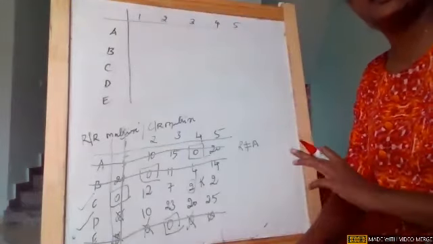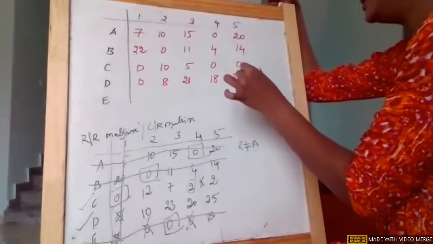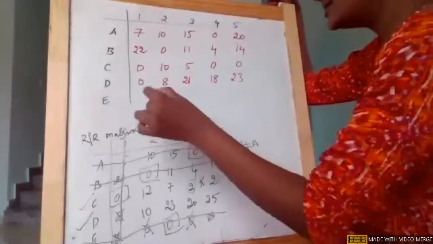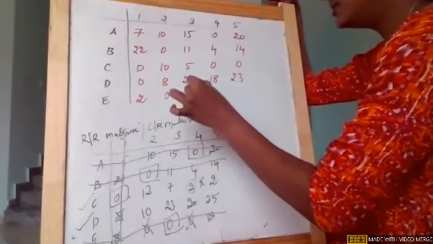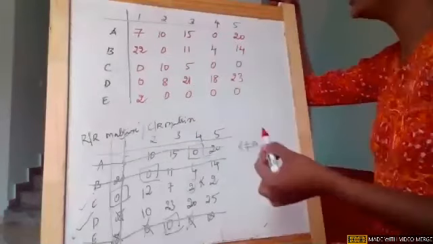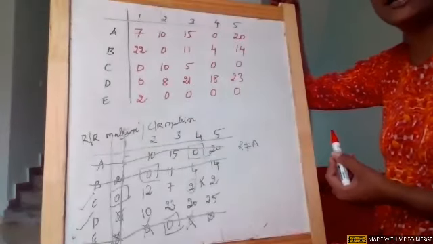So 5 plus 2, it is 7, okay, 10, 15, 0 and 20, they all remain unchanged. 22, 0, 11, 4 and 14. 0, 10, 5, 0 and 0. Okay, 0, 8, 21, 18 and 23. The next one is 2, 0, 0, 0 and 0. So this is how we formed a new matrix.